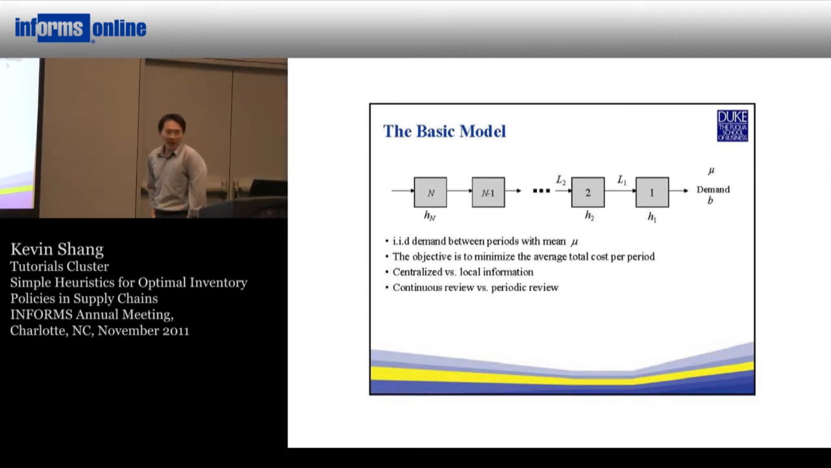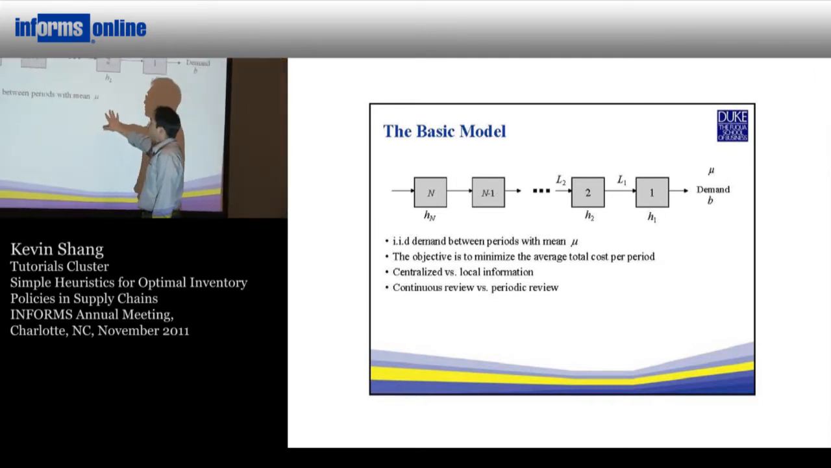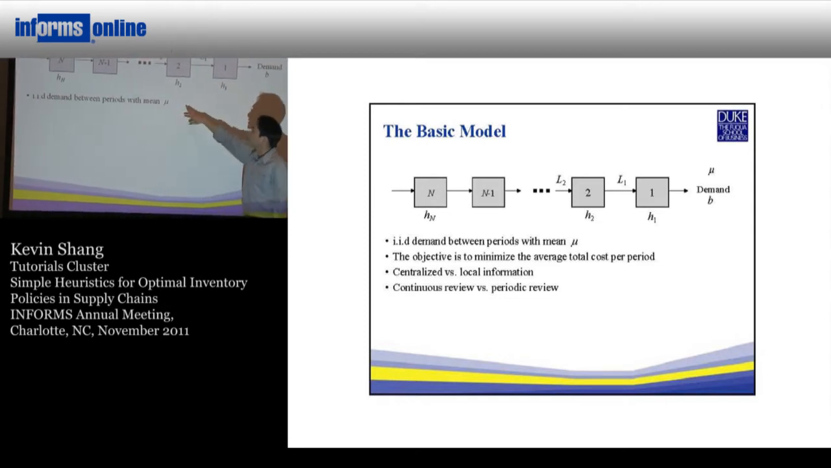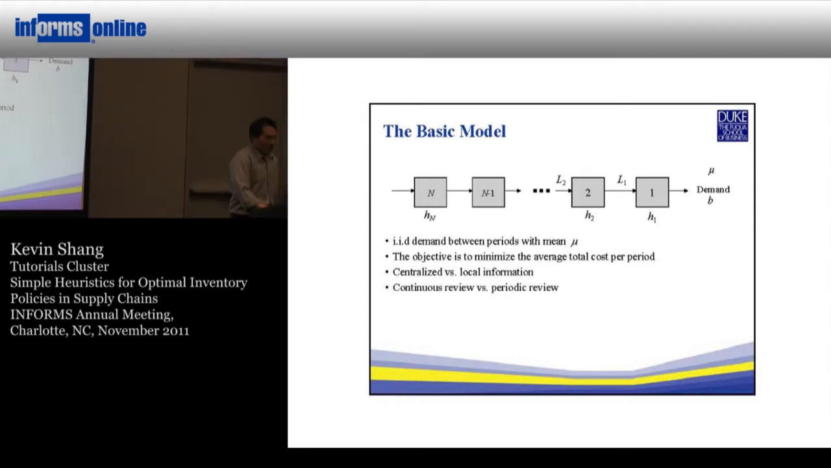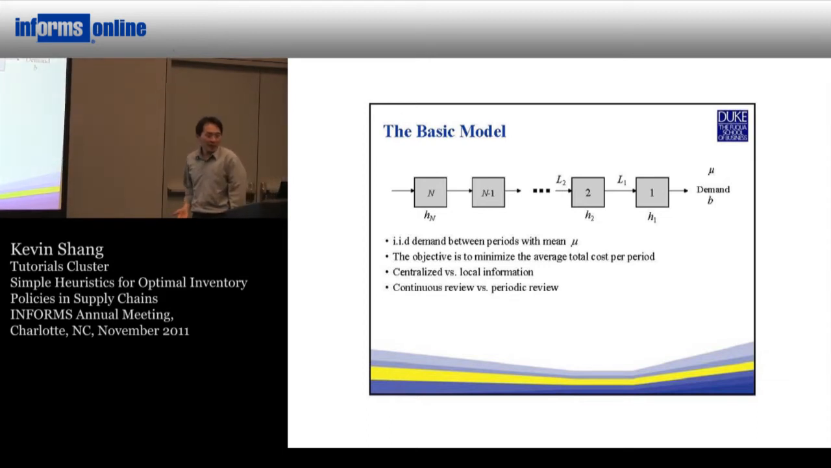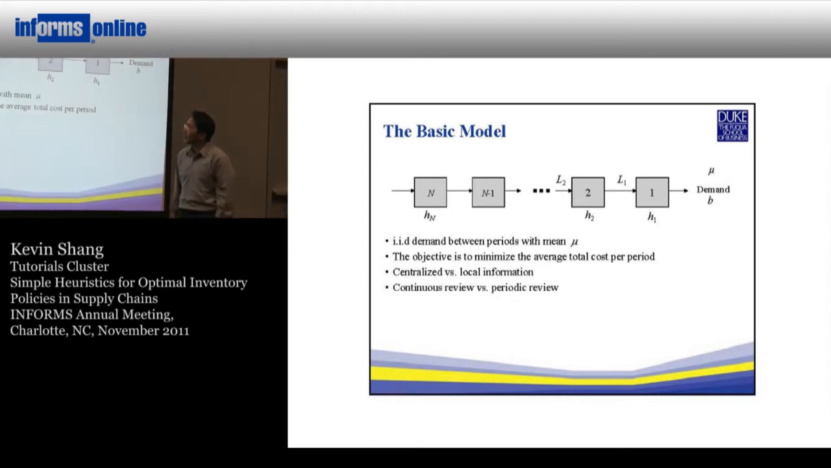And we assume there is i.i.d. demand between periods with a mean. The objective is to minimize the average total cost per period, okay?